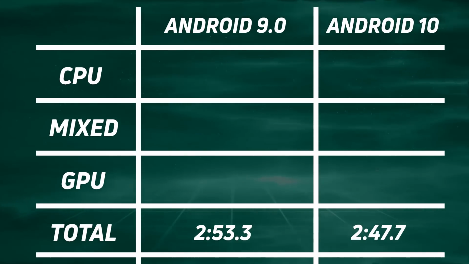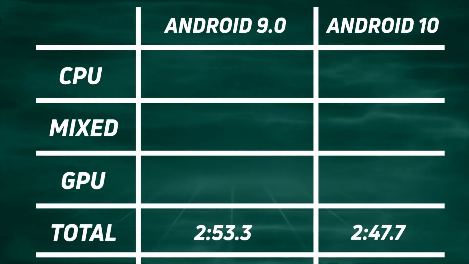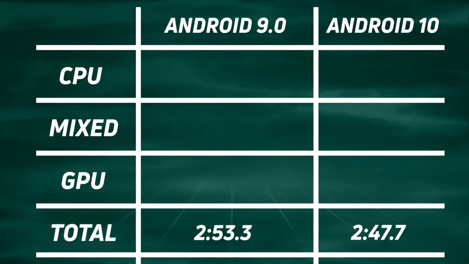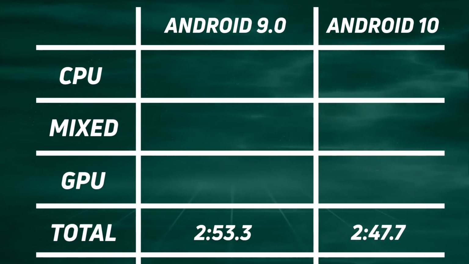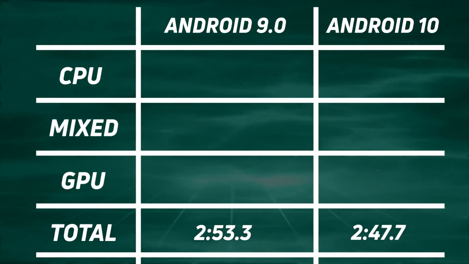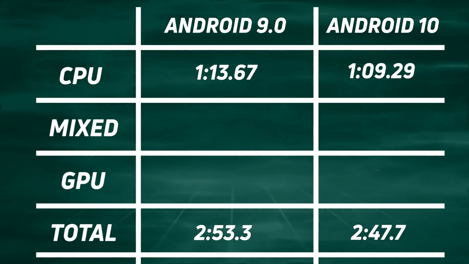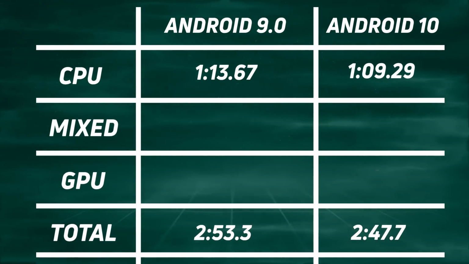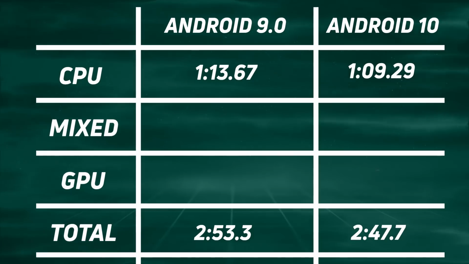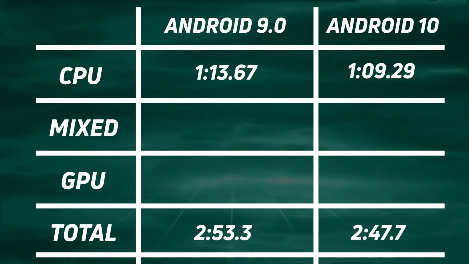Okay, so we look at the times here. The Android 10 device came in at 2 minutes and 47.7 seconds, and then over 6 seconds later, Android 9, exactly the same device, with 2 minutes and 53.3. So where did that extra time come from? If you look at the CPU time, 1 minute 13 for Android 9, 1 minute 9 for Android 10. So quite a few seconds there gained in better CPU, which would be things like improvements to the runtime environment.